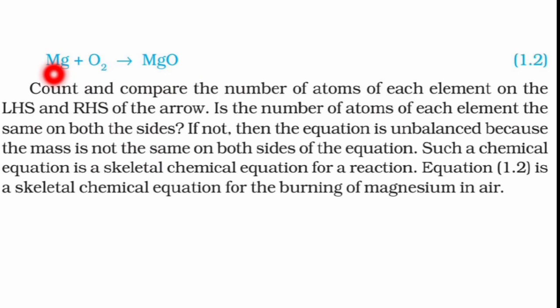But if we talk about magnesium, then here it is 1 and here also it is 1. If not equal, then the equation is unbalanced, because the mass is not the same on both sides of the equation, and you have read about the law of conservation of mass. Such a chemical equation is called a skeletal chemical equation for a reaction. Equation 1.2 is a skeletal chemical equation for the burning of magnesium in air.